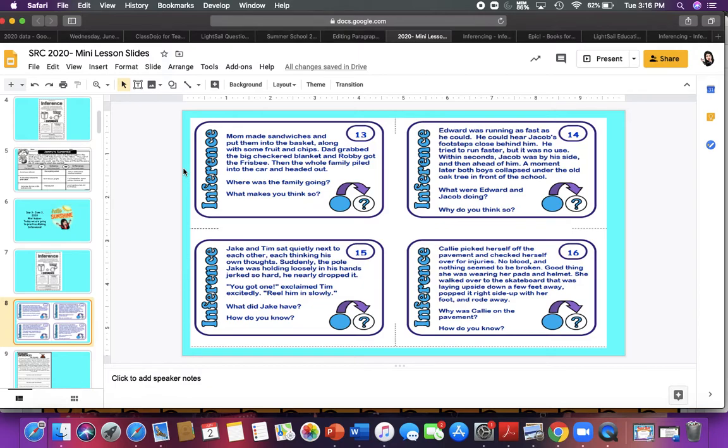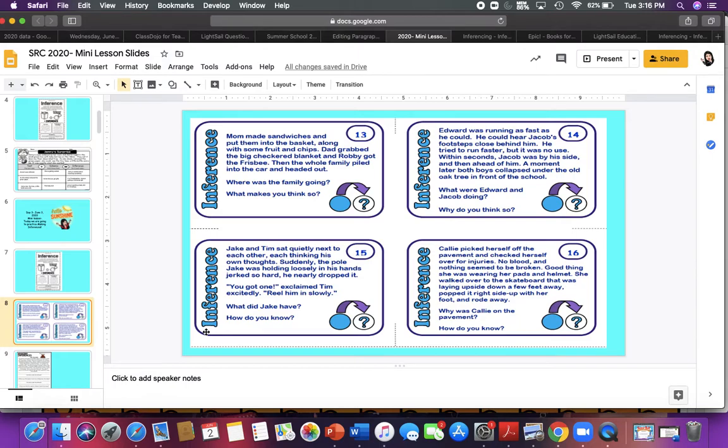So think about it. Edward was running as fast as he could. Jacob was coming behind him. What would that mean? If you said that they were racing to school, you are correct.